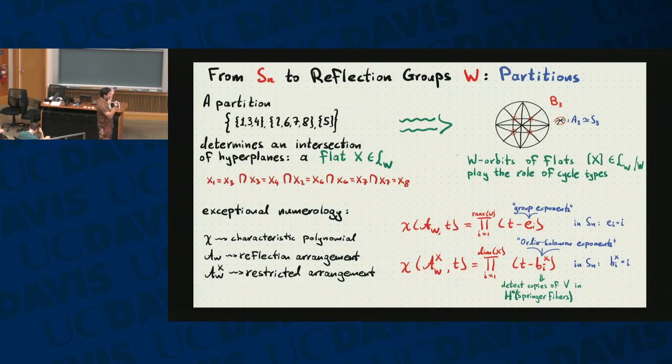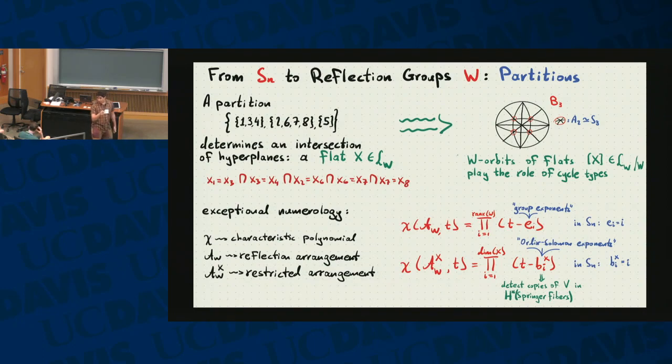So for every type, you have a collection of numbers, which I'm going to be denoting b_i^X, and they are the Orlik-Solomon exponents. They detect copies of the reflection representation, the cohomology ring of associated Springer fibers, so they have interesting interpretations as well. And for the symmetric group, they're just the first few numbers until the dimension of the flat.